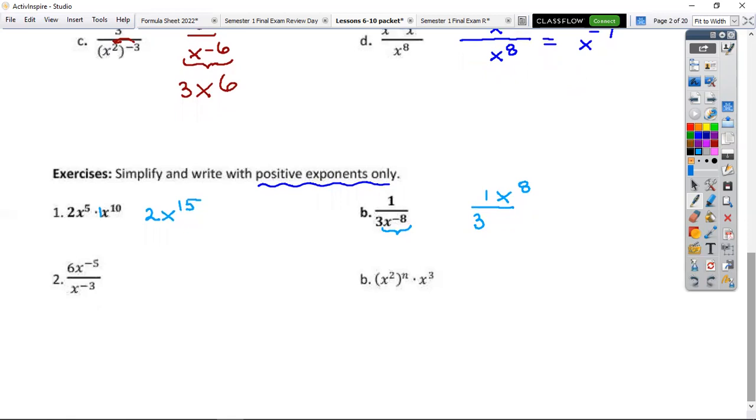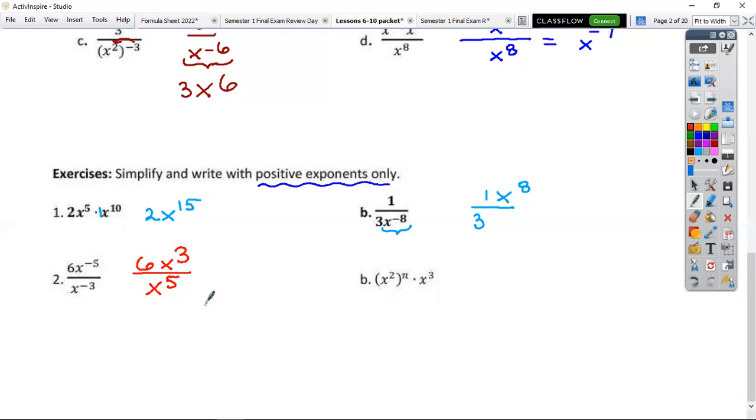Number 2 is similar. Again, you're going to flip these. So I'm going to begin. I like to draw my line first. The 6 is going to just stay where it is. X to the negative 5th goes to the bottom somewhere and it becomes positive. And then x to the negative 3rd goes to the top and becomes positive. Okay, so that's one way that you could start that.